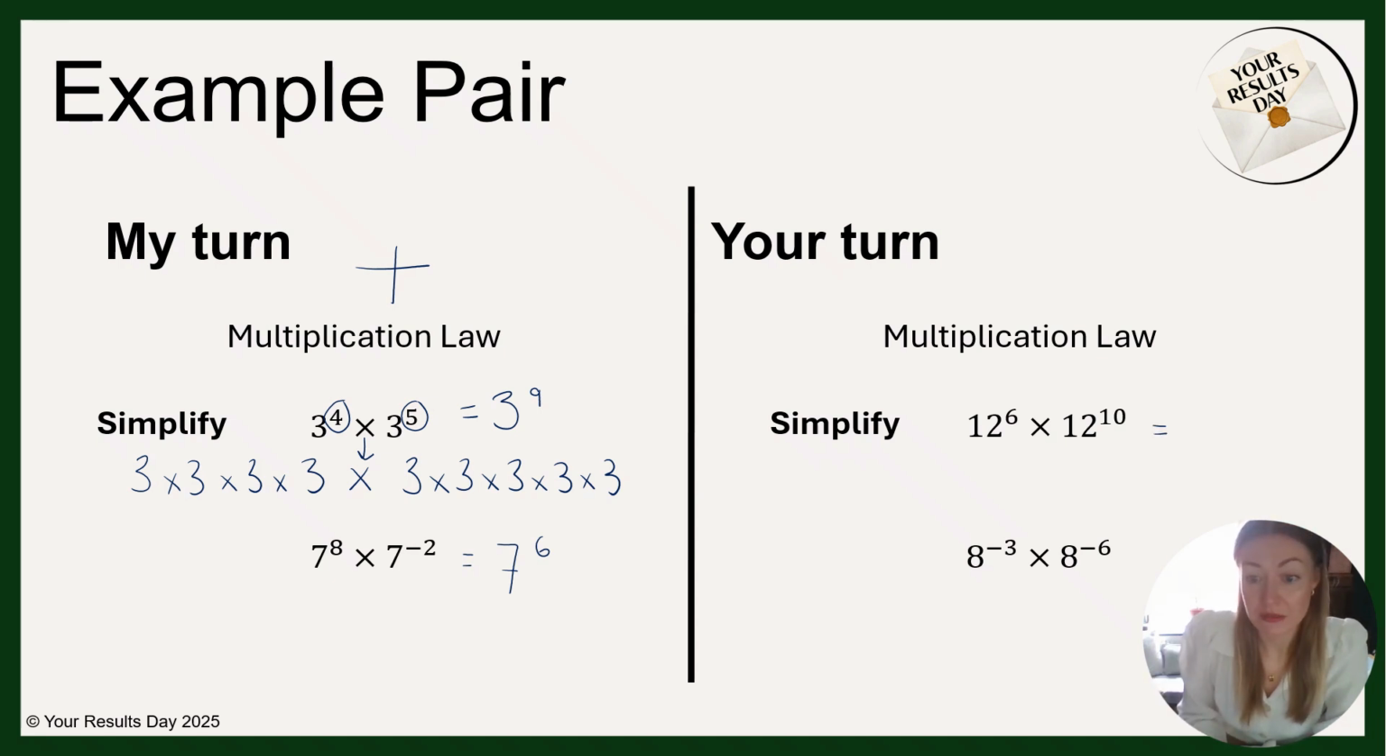For this first one, our base will remain the same at 12, and remember we are adding the powers because this is the multiplication law. 6 add 10 is 16, so we have 12 to the power of 16. And in this question, the base is 8. We've got negative 3 add negative 6, which is negative 9. And if you're not too confident with negative numbers, particularly the calculations using negative numbers, I do have a video on that as well, so feel free to go back and watch that one.